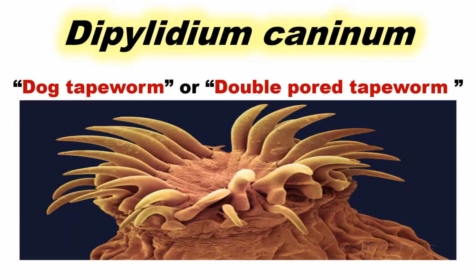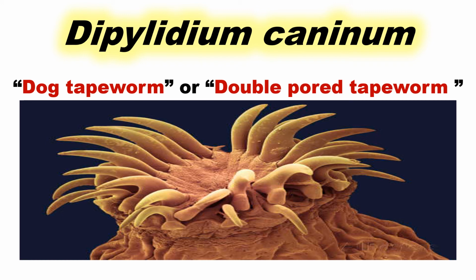So now let's proceed with Dipylidium caninum. So this is a dog tapeworm or double-pored tapeworm. Okay, this is a common tapeworm of dogs and cats. Again, common tapeworm of dogs and cats. So definitely, its definitive hosts are dogs and cats, and humans are accidental. Okay? It is called double-pored tapeworm because it has two genital pores. Its common name is cucumber tapeworm.